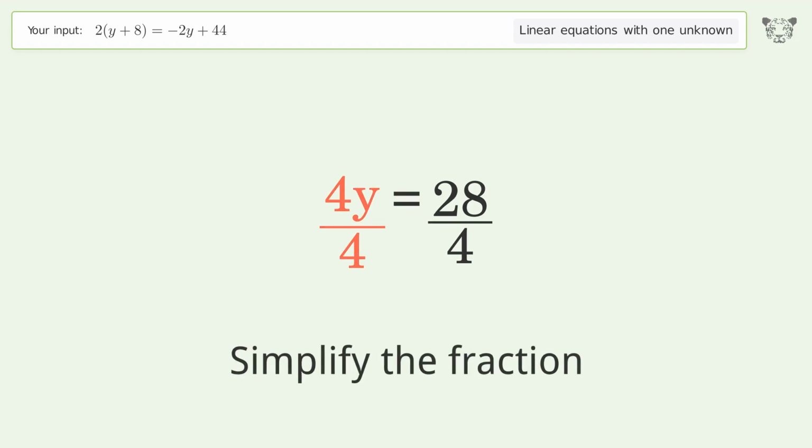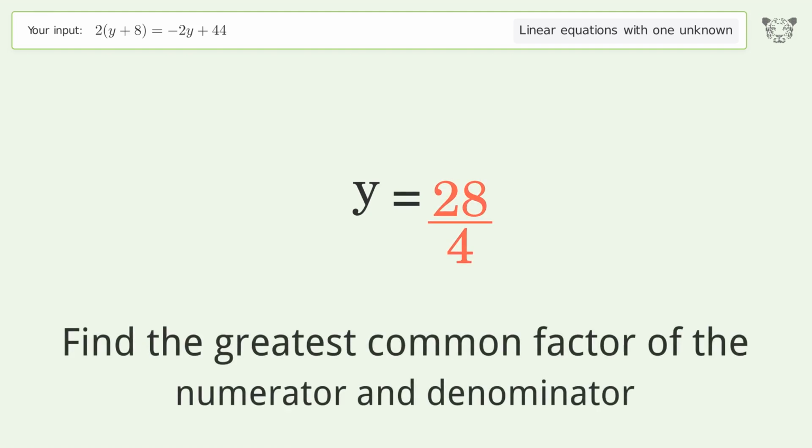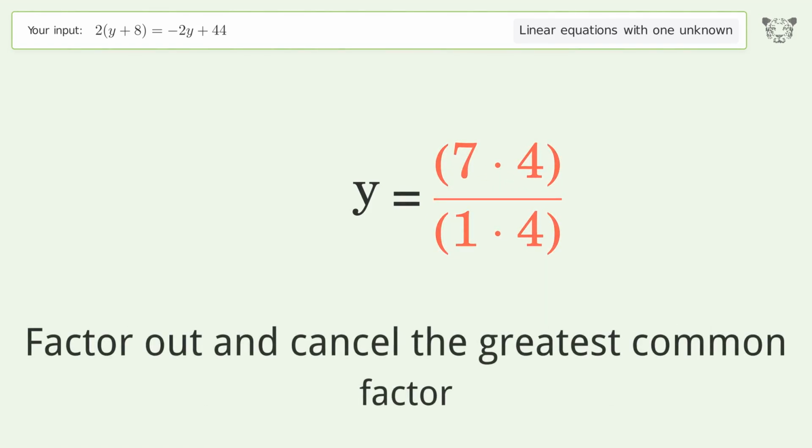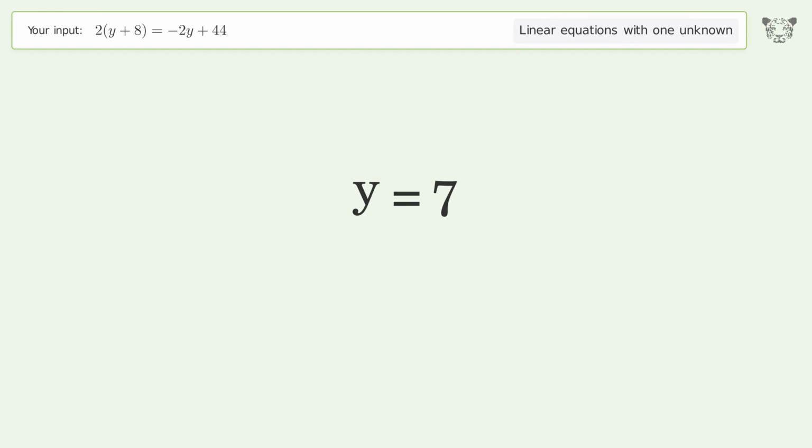Simplify the fraction. Find the greatest common factor of the numerator and denominator. Factor out and cancel the greatest common factor. And so the final result is y=7.